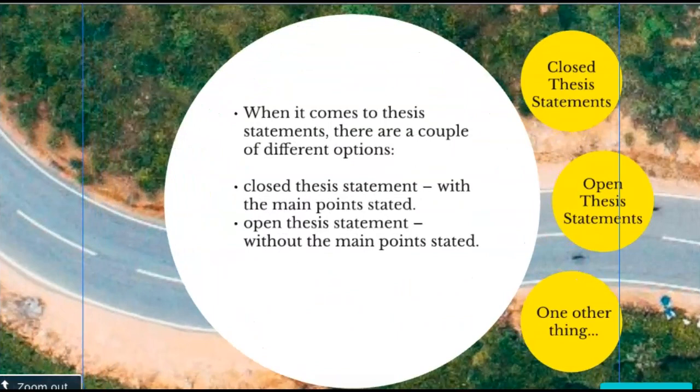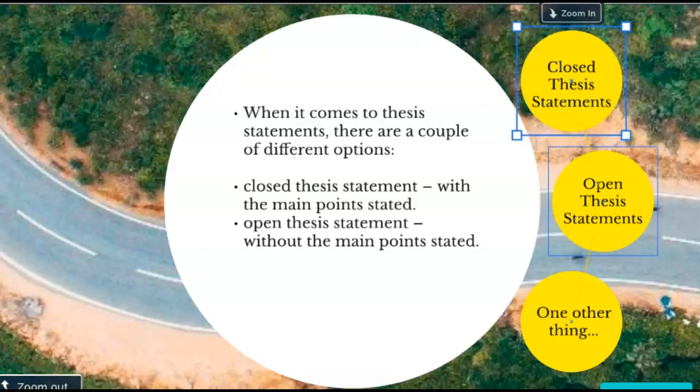Let's see here. There are two different types of thesis statements. There's a closed thesis statement and an open thesis statement. And we're going to look at some examples here in a little bit, but a closed thesis statement is very useful in a short essay. Typically, you see those closed thesis statements in 5-paragraph essays. Usually it has the 3 points listed in the thesis statement, whereas in an open thesis statement, the main points are not stated.